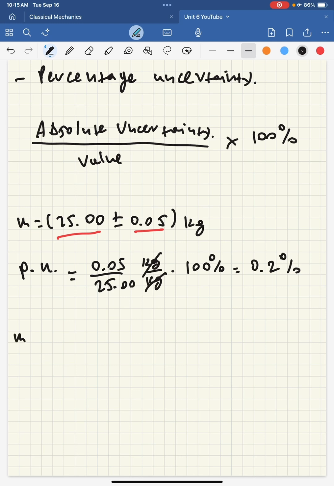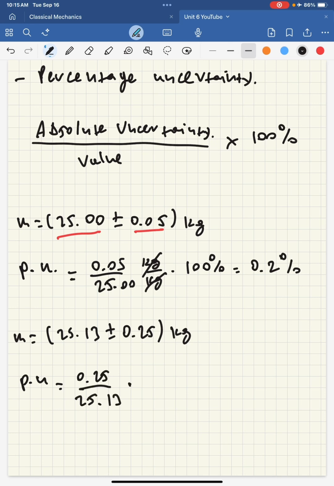And in the case where we took multiple measurements and found the average and then the absolute uncertainty from half range, the mass was 25.13 plus or minus 0.25 kilograms, and the percentage uncertainty is now 0.25 over 25.13 times 100. If you do this, you find 0.99%, or 1% pretty much, okay? All right, is there anything else I want to talk about here? I think not.